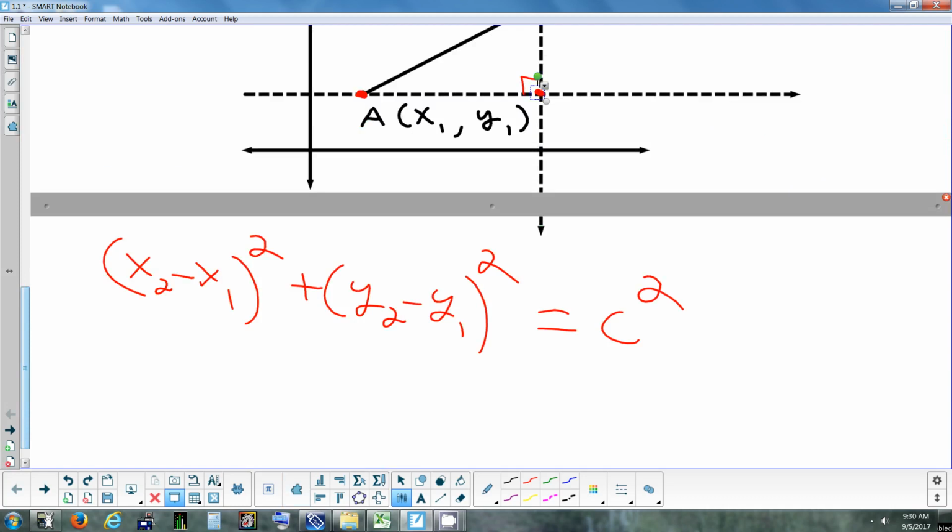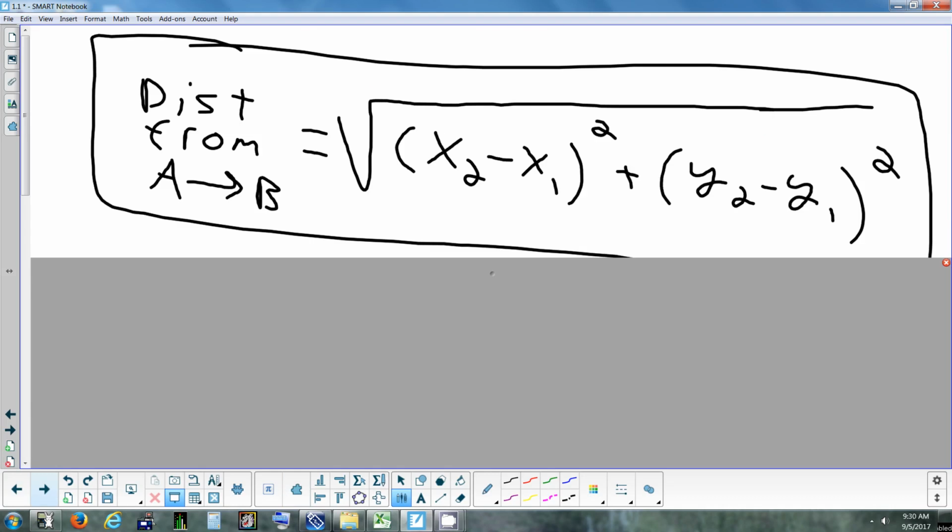Does anybody remember how you can get rid of squaring something so that it's just c? Yeah, Rudy? Yep. Square root. Yeah, we're going to take the square root. And that's the final version of our formula. And some people say, well, can't you cancel the square root and the square? No, not if there's addition there. If you have addition or subtraction inside the root, you can't cancel anything out.